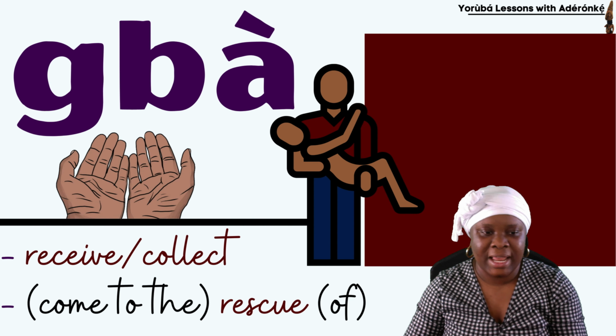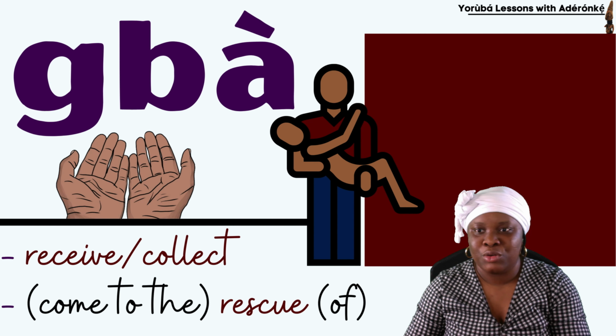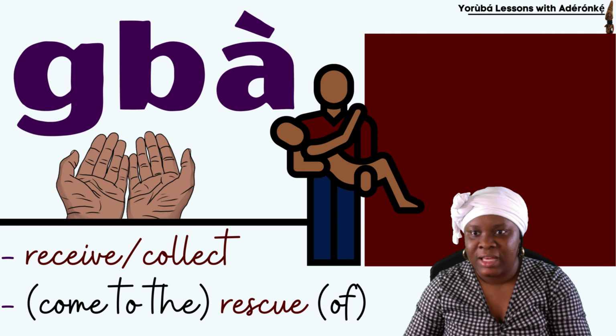Ba could be to receive or to collect. It's a verb for receive or collect. It's also to rescue. So if I say mo fẹ́ gba owó lọ́wọ́ ọ̀rẹ́ mi, I want to collect money from my friend, or mo fẹ́ gba owó lọ́wọ́ àwọn òbí mi, I want to collect money from my parents. Gba is to collect, to receive.